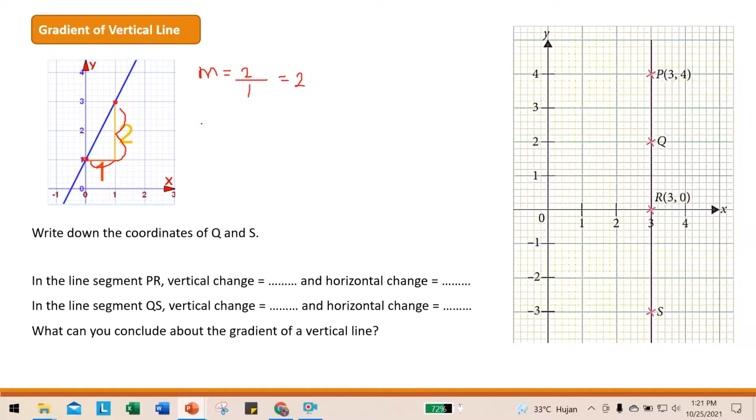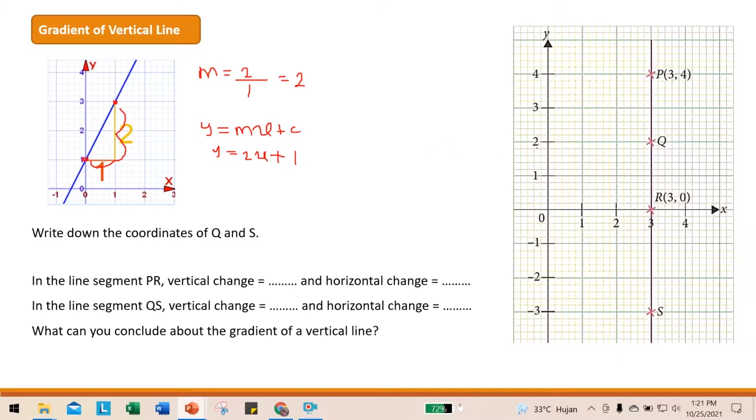Then how to write the equation? y is equal to mx plus c. The gradient is 2, so 2x, plus the y-intercept is 1. So y is equal to 2x plus 1.